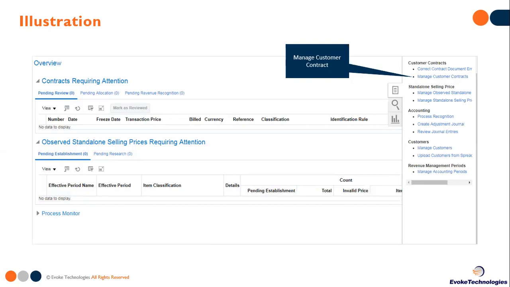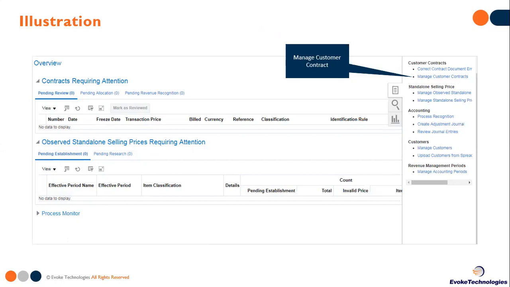And the next is standalone selling price. As I said, the system provides an option for uploading SSP values through FBDI templates. After uploading, if there are any changes or modifications to be done, it can be done through manage observed standalone selling price, wherein we can perform certain modifications. And the next is accounting. Once the contracts are imported and allocation is complete, we can run the revenue recognition process, wherein it performs the revenue recognition and then the accounting entries get transferred to the GL. And the next is customers.